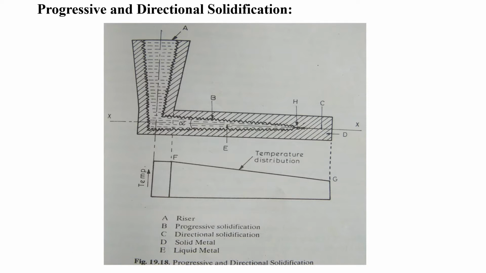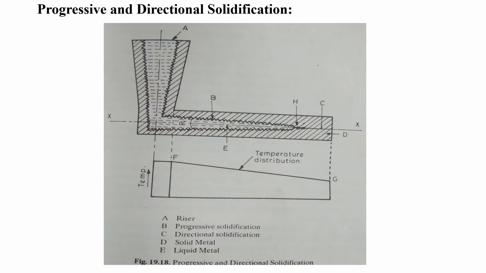You can see this figure. This is the liquid metal. This is a line diagram, clear? Here is the temperature distribution. Gradually, the temperature decreases and comes to this point H. The point A is the riser.